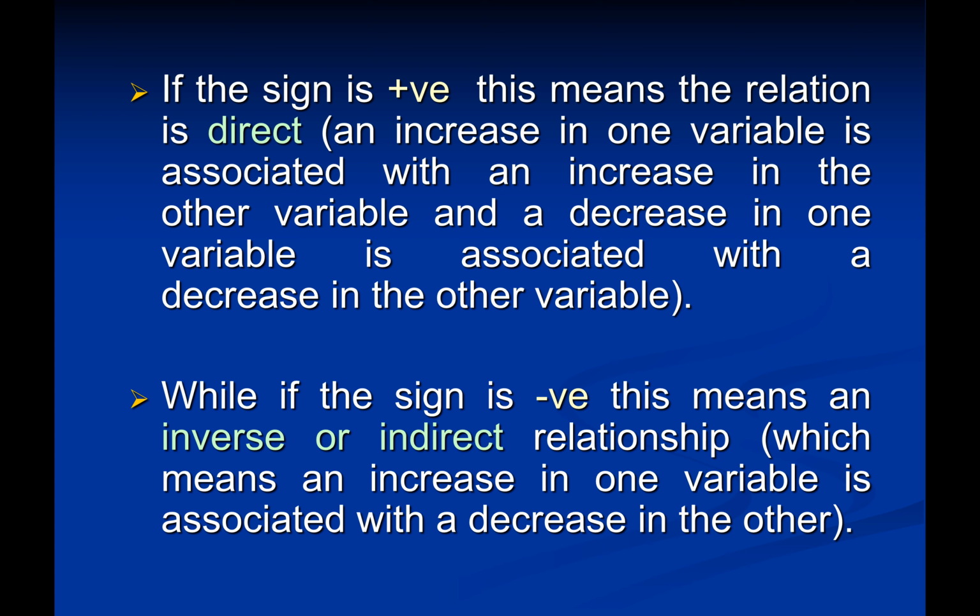If the sign is positive, that means the relation is direct. An increase in x values will result in an increase in y values, and a decrease in x will result in a decrease in y. If the sign is negative, that means as x increases, y decreases, and as x decreases, y increases. So they move in the opposite direction. That's why it's called an inverse or indirect relationship.